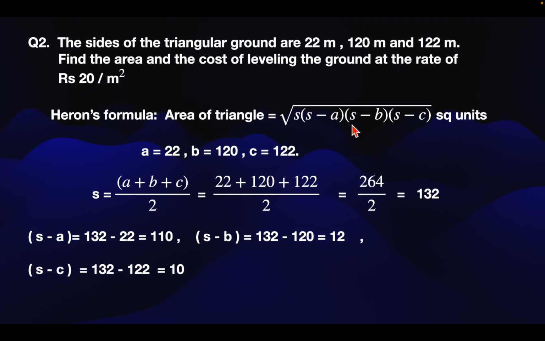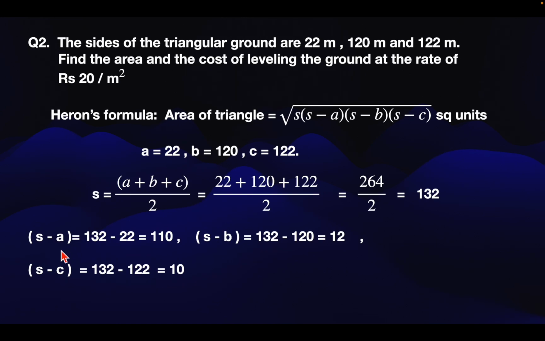So again, first write down the formula, Heron's formula. Now write down the values of A, B and C. Okay, find S, add up these values, divide by 2. So here it is, we get 264 divided by 2 is equal to 132.